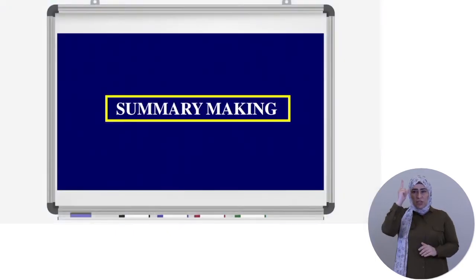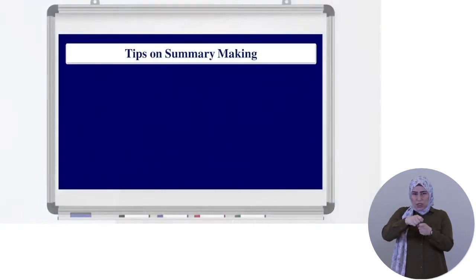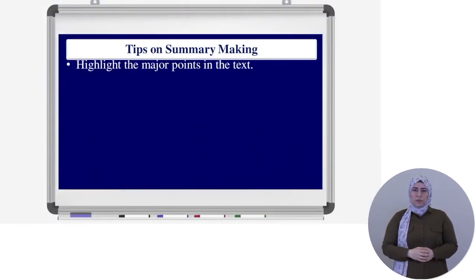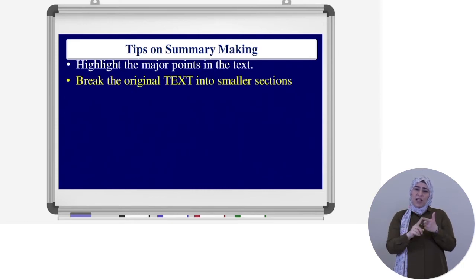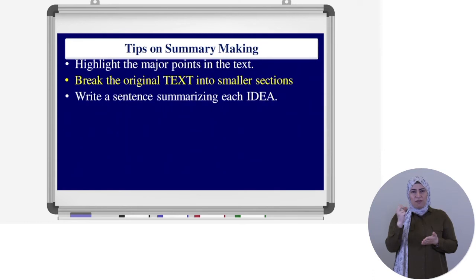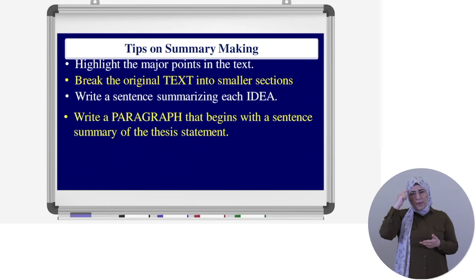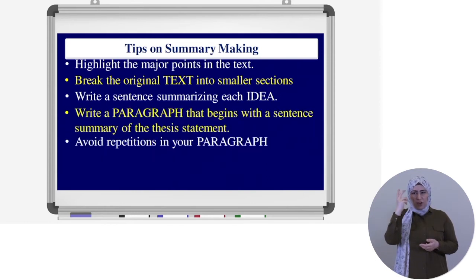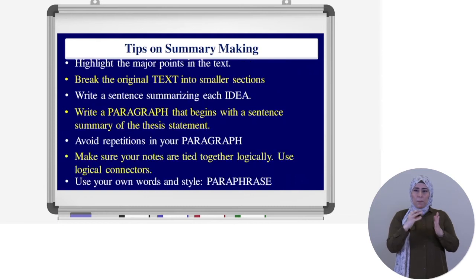That was the reading comprehension. Let's now move on to the summary making. Before we start the summary making, here are a few tips you should know before you answer the question. Highlight the major points in the paragraph. After you highlight the points, break them into smaller pieces. Write a sentence summarizing each idea. Then put them into a whole paragraph. Avoid repeating the ideas and don't forget to use connectors and paraphrase.